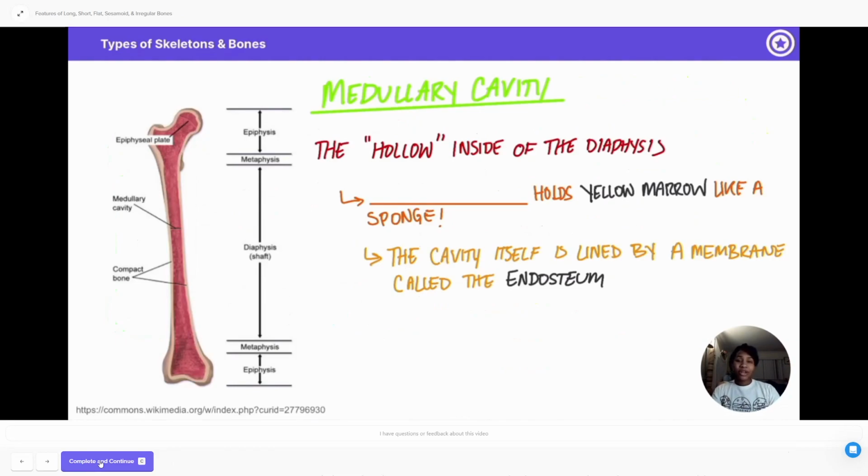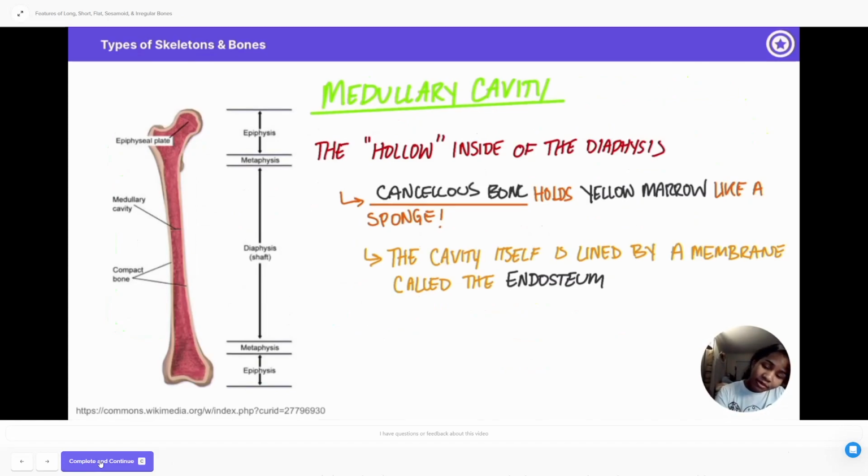We're basically going to see a trend where bones are kind of like sandwiches. There's going to be a thick outer crust and then some soft, spongy material inside. So again, we're going to have some more of that spongy or cancellous bone. And that's going to hold a different kind of marrow called yellow marrow inside of the medullary cavity.